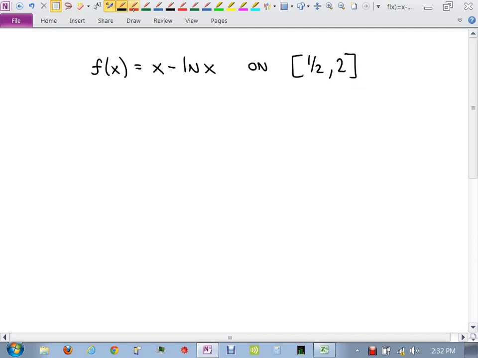What's the first thing I'm going to check for? Is it continuous? Natural log is not a continuous function, because remember what natural log does. It dives down. It's not defined for negatives. But look at our interval. It's from 1/2 to 2, right? Is natural log continuous there? Yes. So this is a continuous function on that interval. And our interval is closed. So I'm checking that.